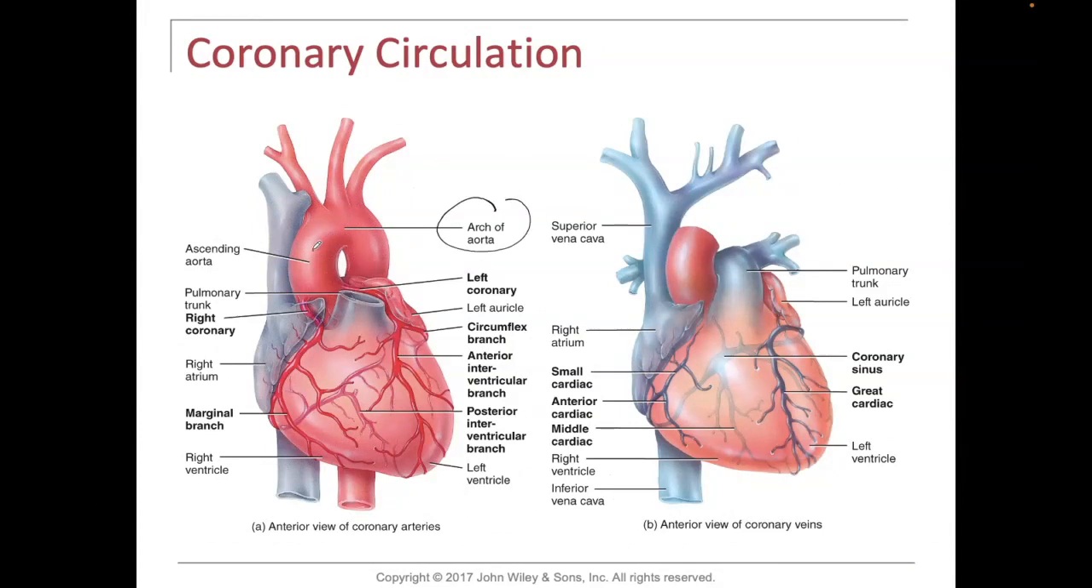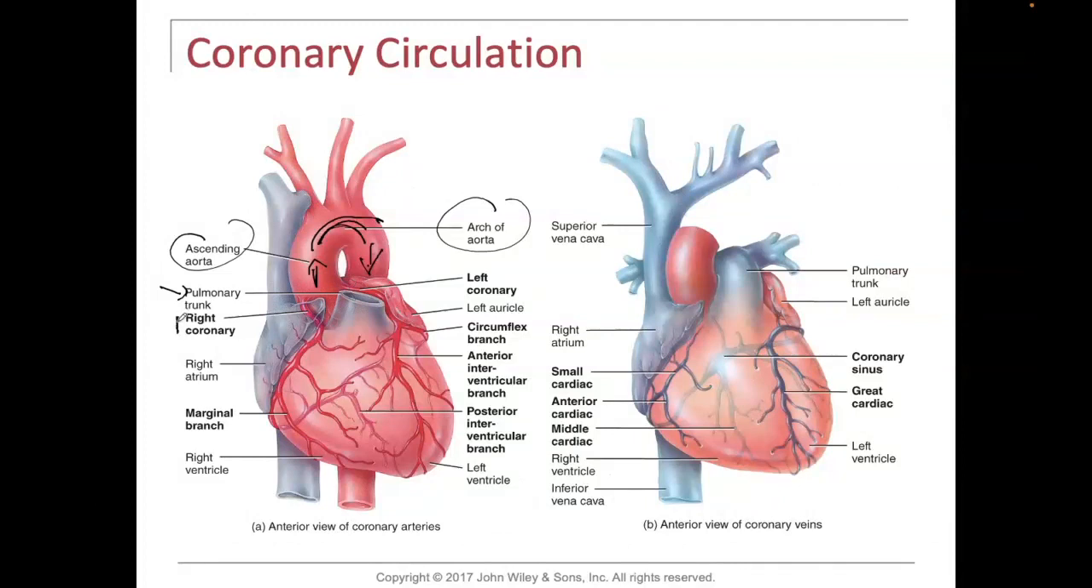So let's look at the arch of the aorta, which is here. That's the arch. What comes before it is the ascending aorta. And then after the arch is the descending aorta. If we look at the ascending aorta, you can see the pulmonary trunk is cut a little bit, so we have a better view of this.